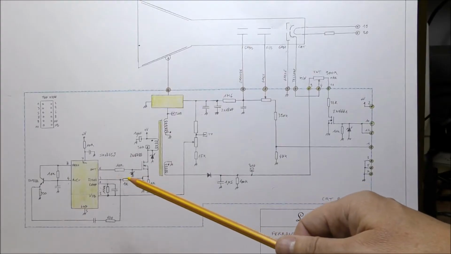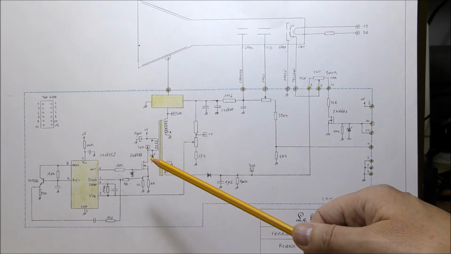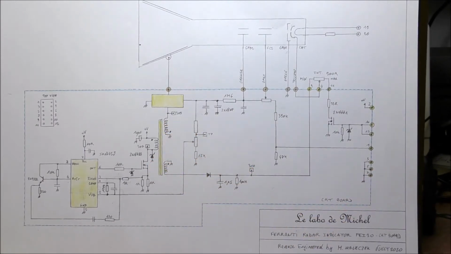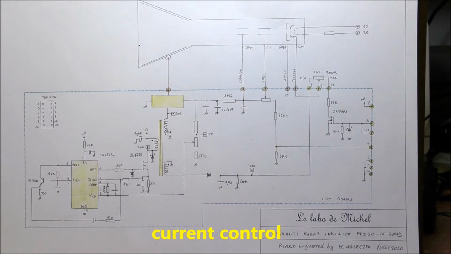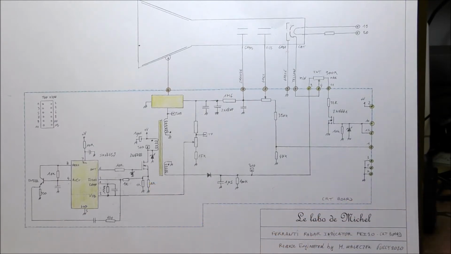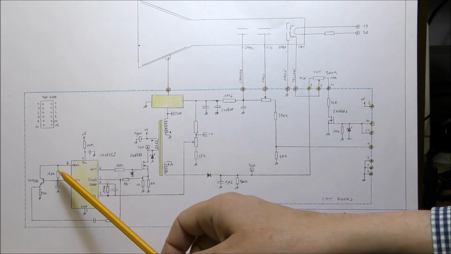This driver drives the MOSFET here, and the MOSFET drives the primary side of this flyback transformer. You have the control on the primary side of the transformer using these two 1 ohm resistors in parallel here. The frequency of the flyback is defined by this RC network here.